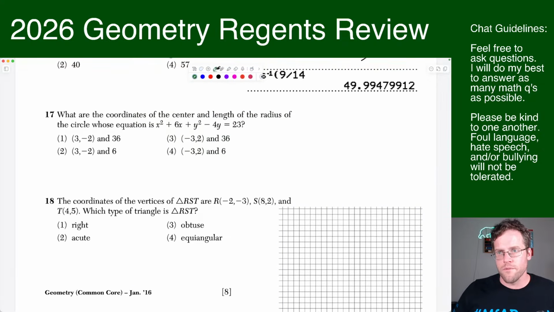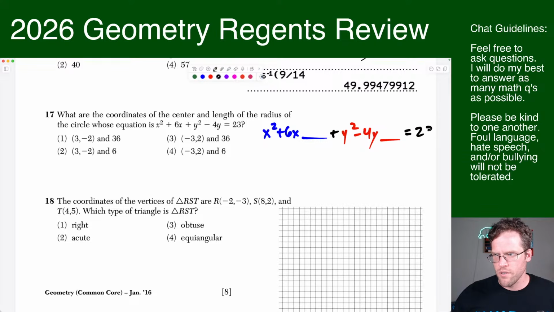Oh, completing the square. So this one, I make space first. x squared plus 6x, space, and then plus the y stuff, y squared minus 4y. Leave a space. And then equals 23.